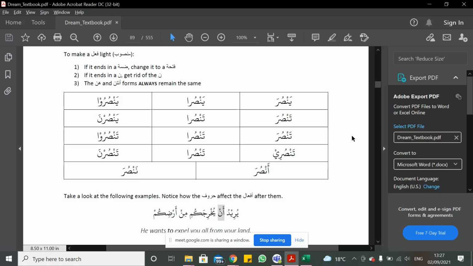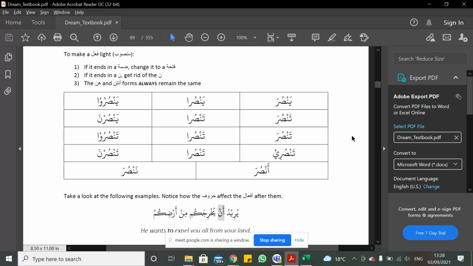Yes. Okay. So Sister Hodma, please read the chart for us. Yansura, yansura, yansura, yansuru, tansura, tansura, yansurna, tansura, tansura, tansuru, tansuri, tansura, tansurna, ansura, nansura. Okay.